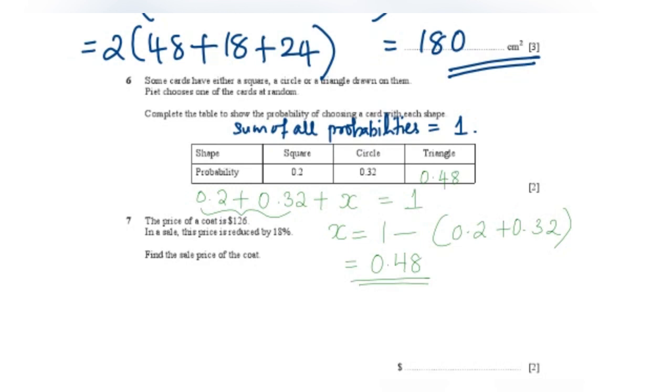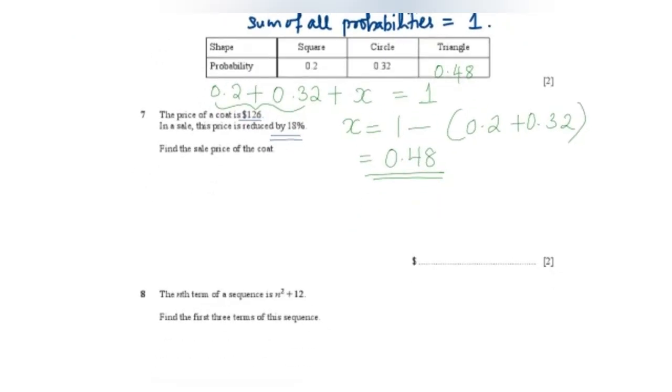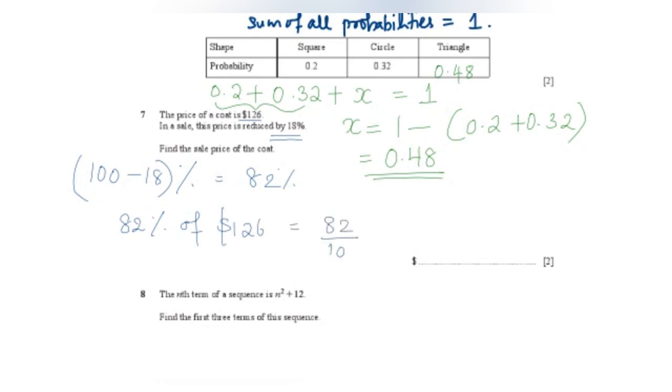The price of a quart is $126. In a sale, it is reduced by 18%. Find the sale price of the quart. So it says the price is reduced by 18%. So now the actual price will be 100 minus 18%, which is 82%. So 82% of the current price will be the selling price of the quart. So 82 by 100 into 126 is $103.32.